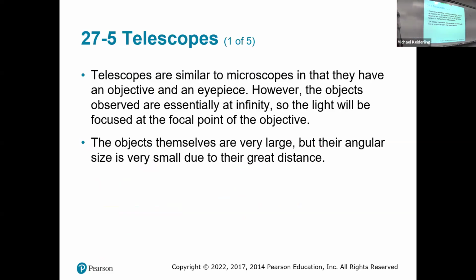Now, a telescope is similar to a microscope in that they have an objective and an eyepiece. However, the objects observed are essentially at infinity, so the light will be focused at the focal point of the objective. And the objects themselves are very large, but their angular size is very small due to their great distance.